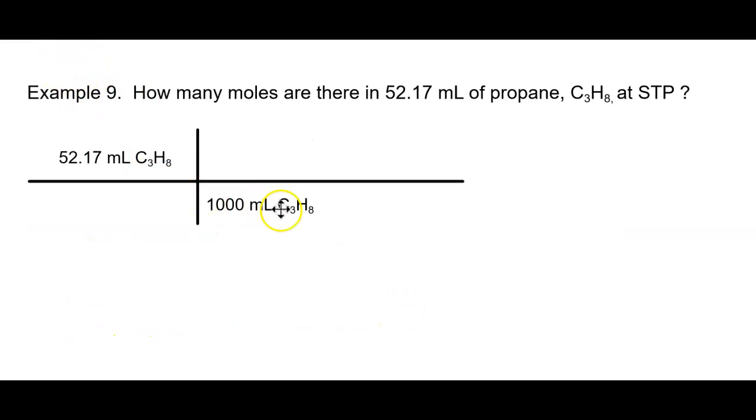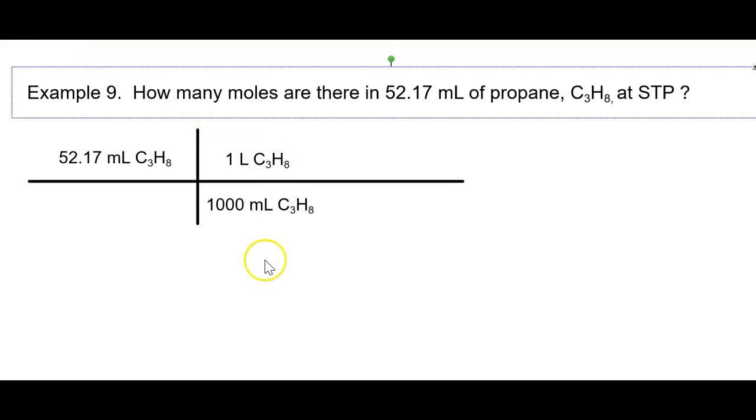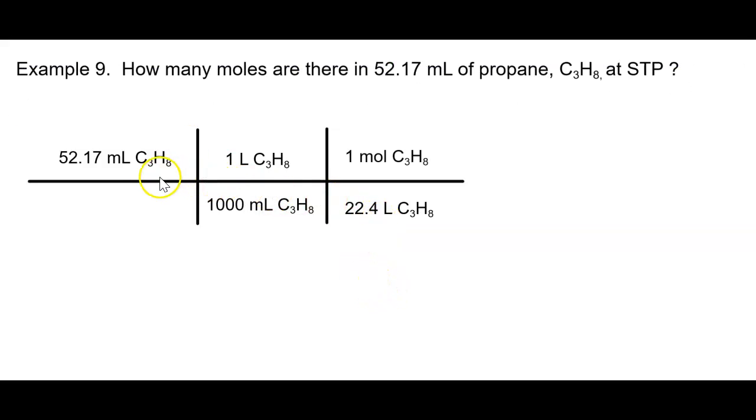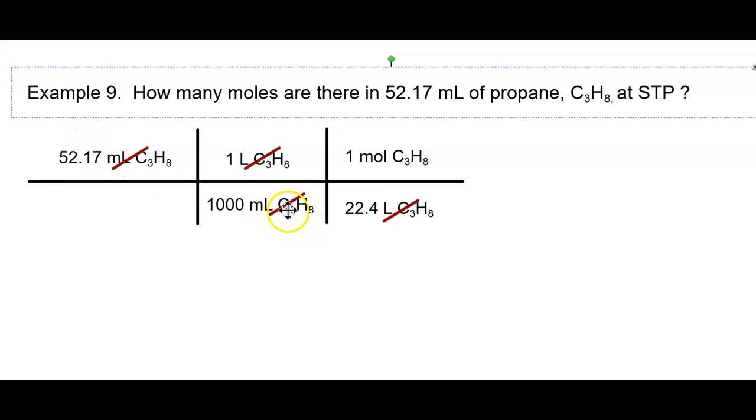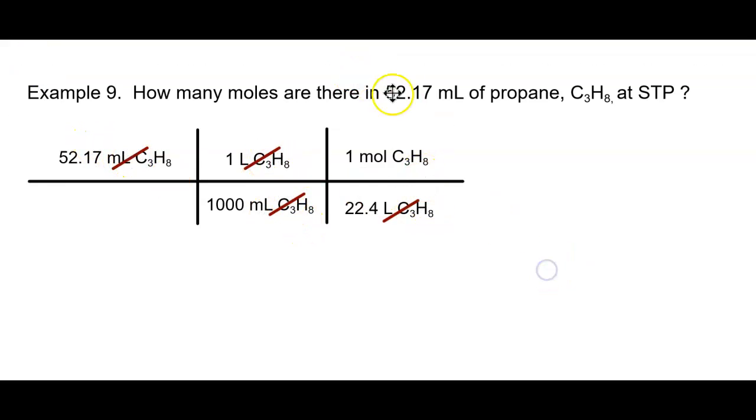So we're going to use the fact that we know 1,000 milliliters equals a liter, and then we know for every 22.4 liters, there's 1 mole. So we were able to go from volume to moles. Now, when we cancel units, we always want to make sure that we have what we want. So here, milliliters cancel with milliliters, liters cancel with liters, leaving us moles.